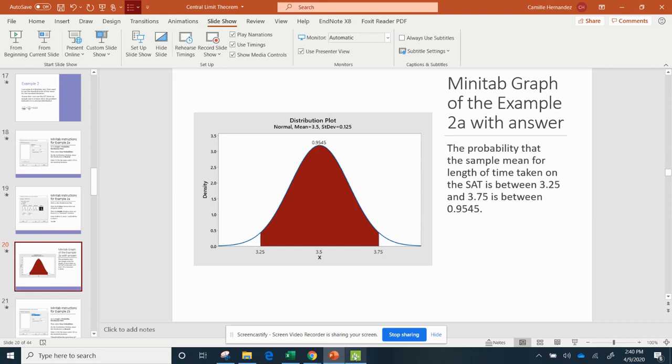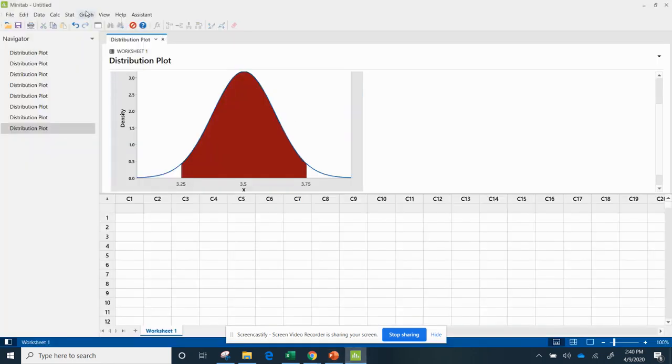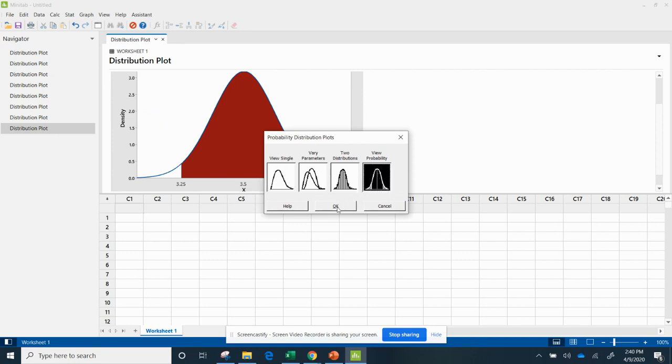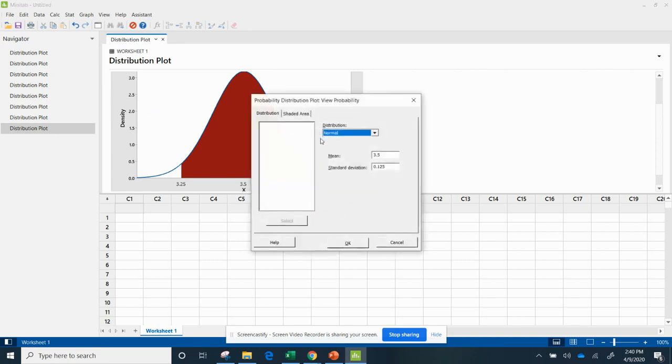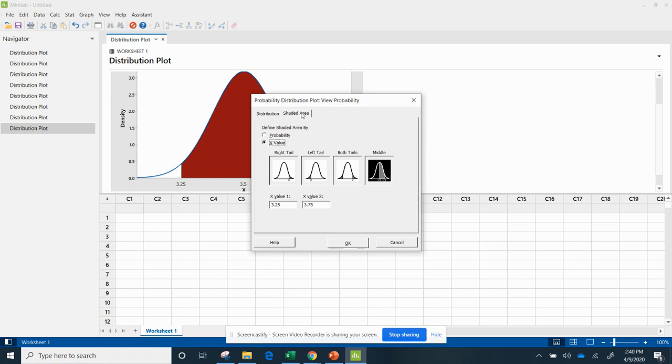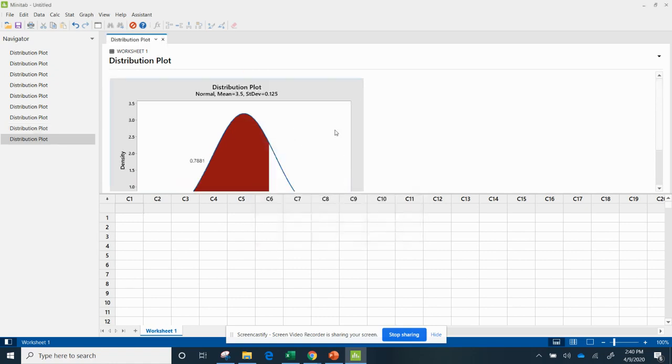That next one wanted to look at less than 3.6. So I'm going to go here, View Probability, hit OK. And again, if I'm going too fast, all of these slides are in the PowerPoint so you can see them. I'm going to do less than, and remember I said 3.60, and I wanted it less than that, so it's a left-tailed, hit OK, and I get that.